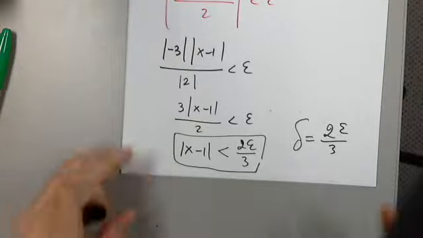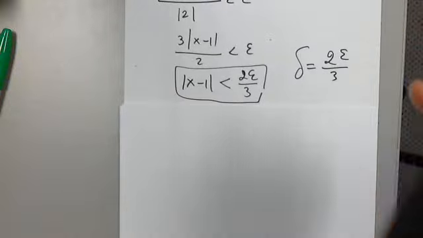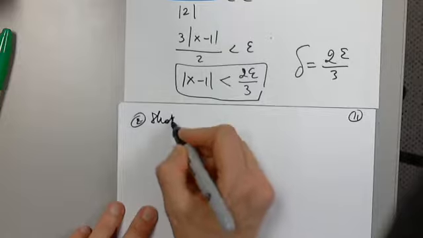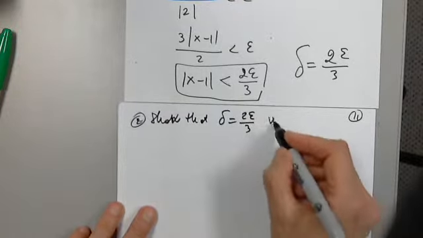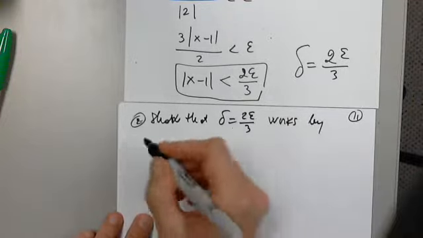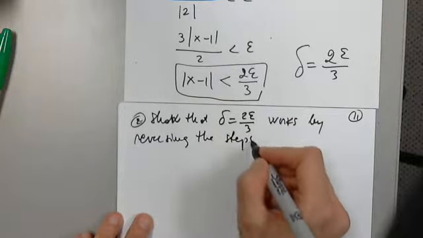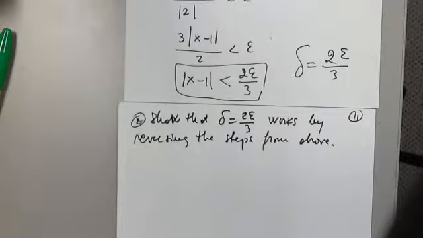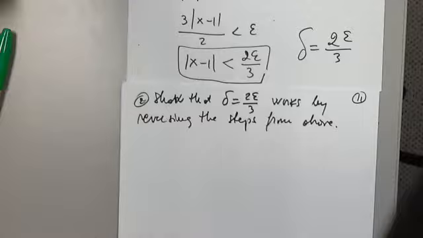And in step 2, you just have to write one sentence. Step 2, show that delta equals 2 epsilon over 3 works by reversing the steps from above. That's it. Then I know that you understand that there is a double equivalency, and such a proof requires going from left to right and from right to left.